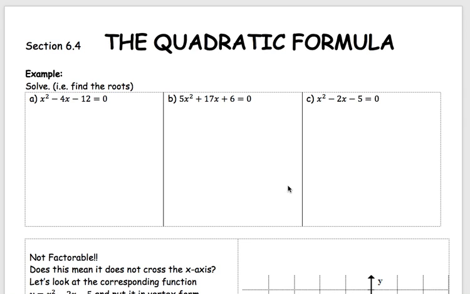Today's lesson is on the quadratic formula. So I will explain what that is in a second. For now, we're just going to do some warm-up exercises, and we're going to find the roots of these quadratics. Okay, so these are in standard form, and I want you to go through and find the roots.